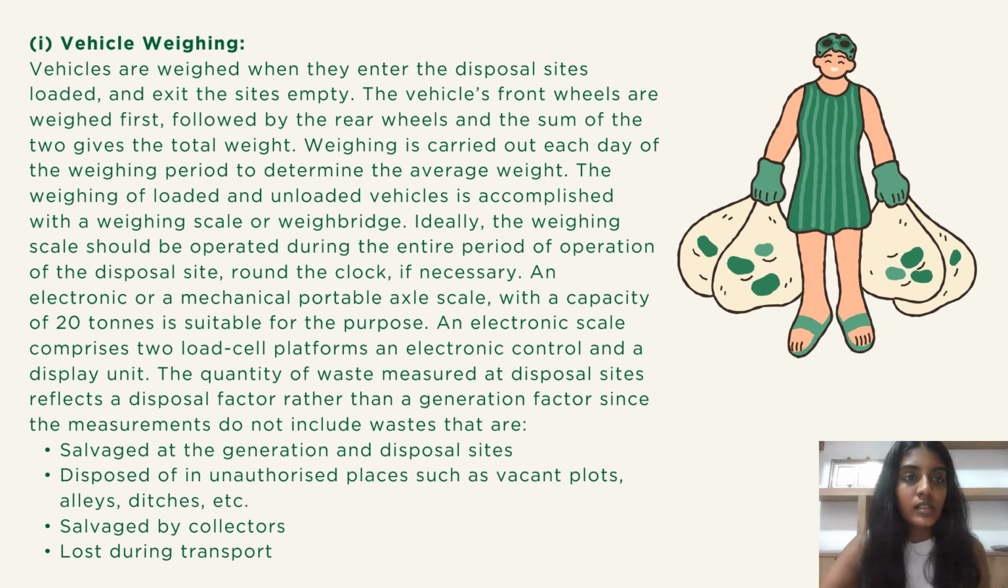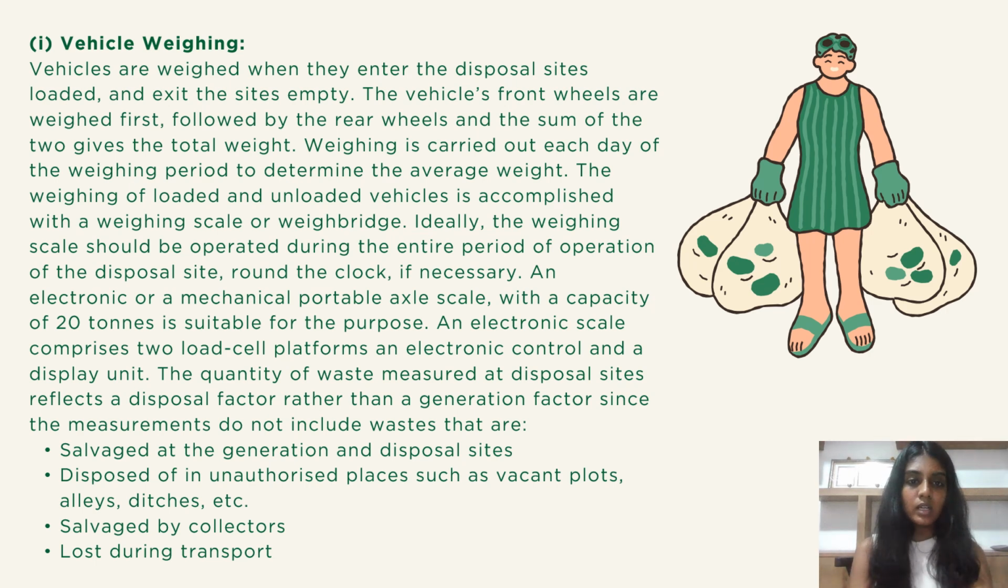The next point is vehicle weighing. Vehicles are weighed when they enter the disposal sites loaded and exit the sites empty. Vehicles' front wheels are weighed first, followed by the rear wheels, and then the sum of the two gives the total weight. Weighing is carried out each day of the weighing period to determine the average weight.